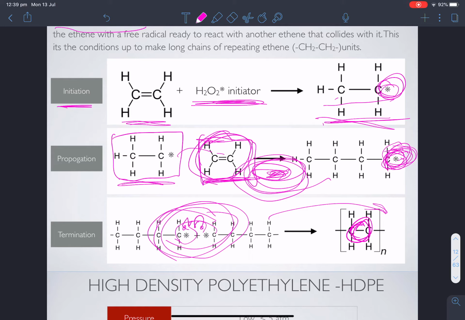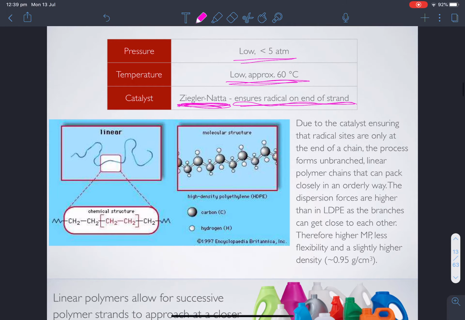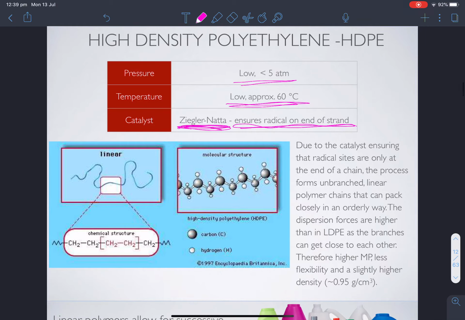And so any new monomers joining will be on the chain, just making it longer and longer and longer, single strand. That's what the catalyst does. It also makes the reaction reach equilibrium quicker, so it increases the rate of it, but that's about it. So, as I just said, because of that, it ensures the radical sites are on the end of the chain. The process forms unbranched linear polymer chains.